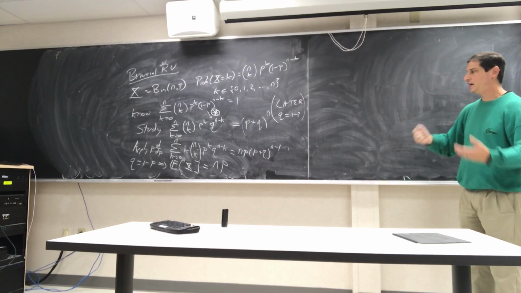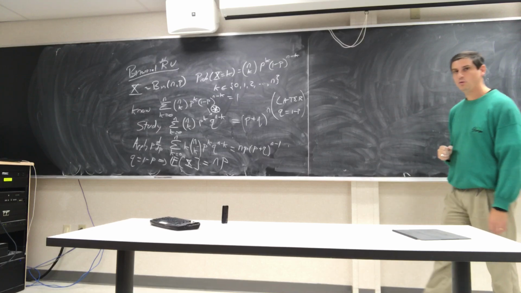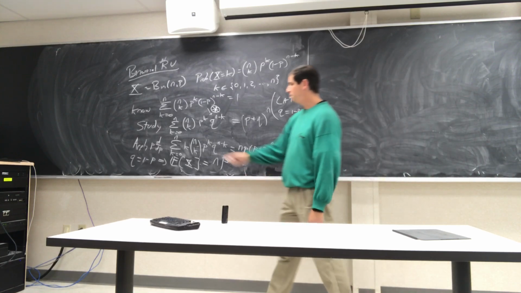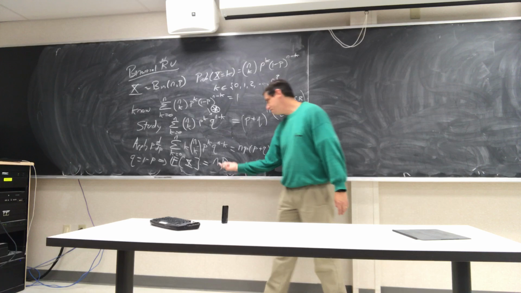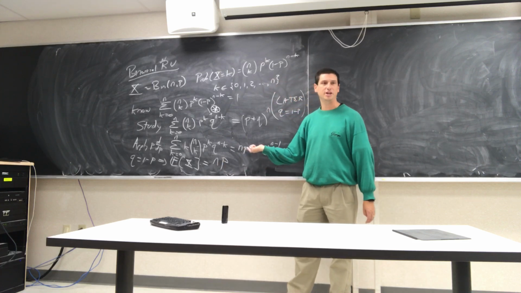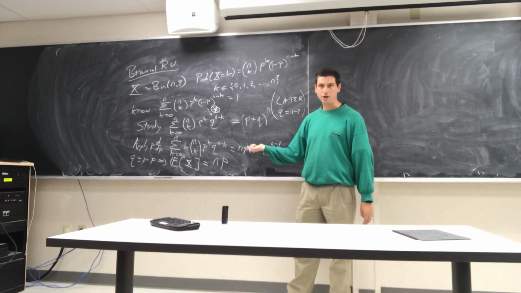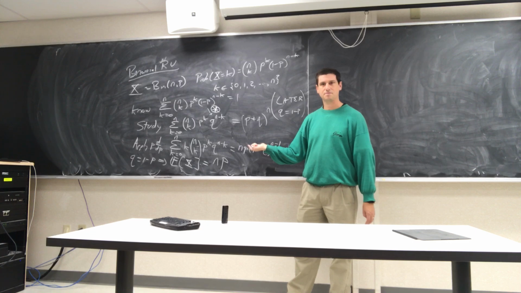So this is how to calculate the mean. If I want to calculate the variance, I would just apply p d by dp again. This is not a painful function to differentiate again. I'd have to use the product rule, but not a big deal.